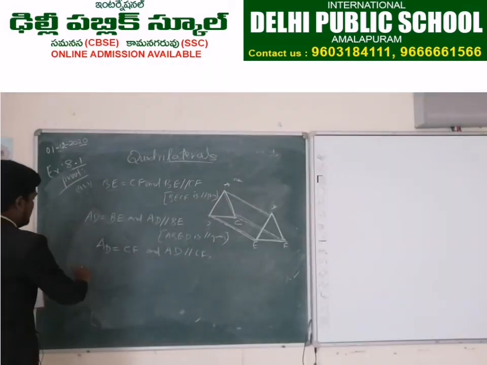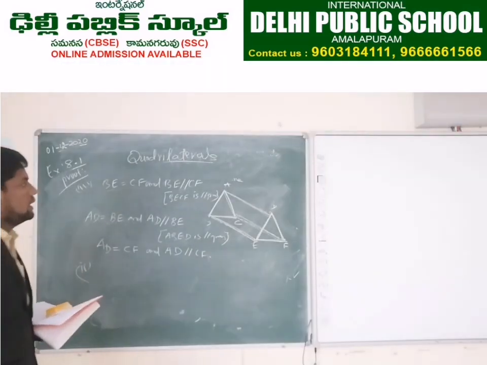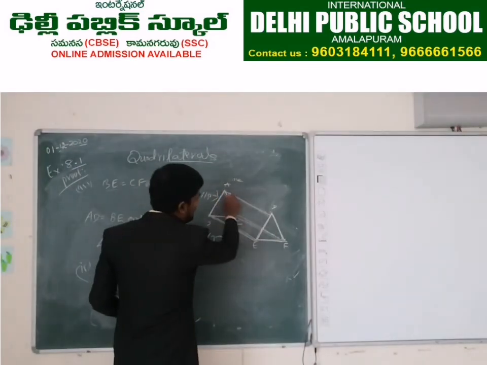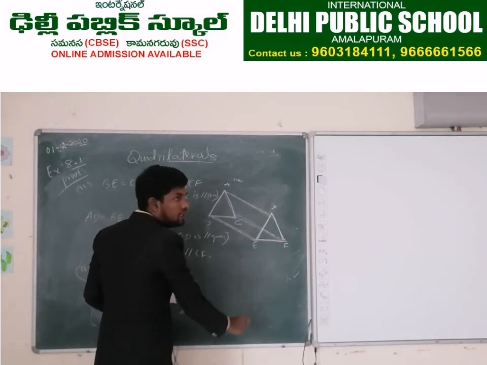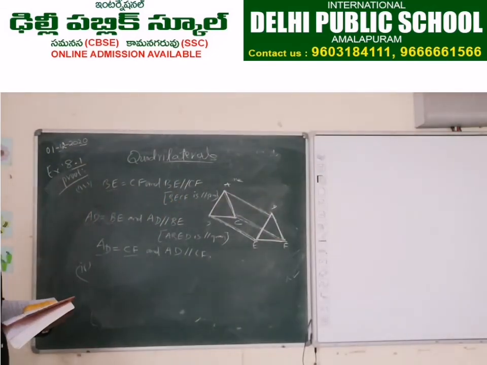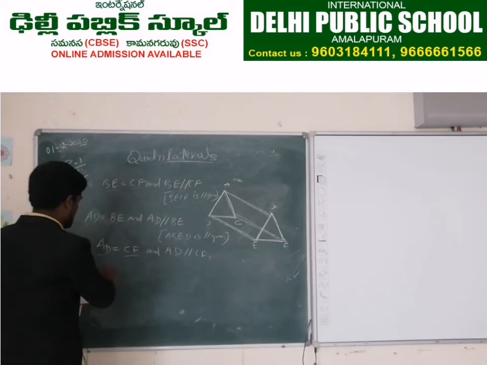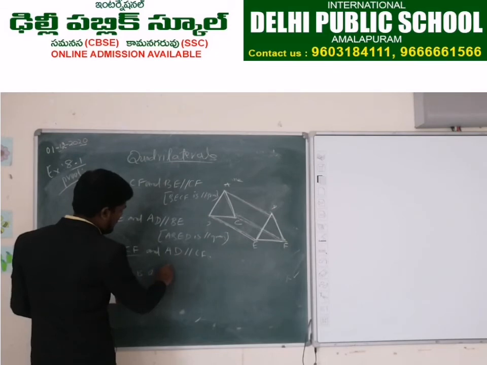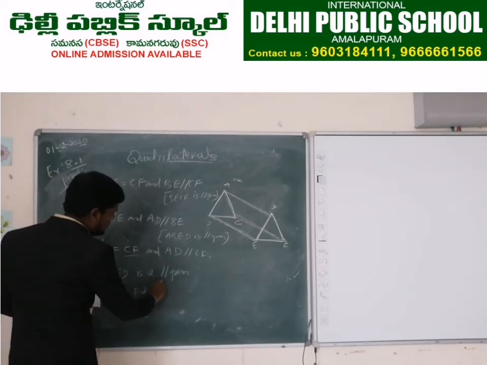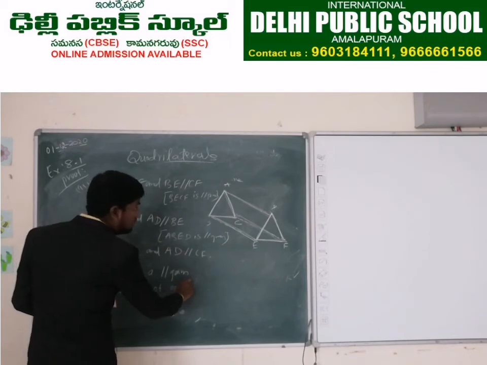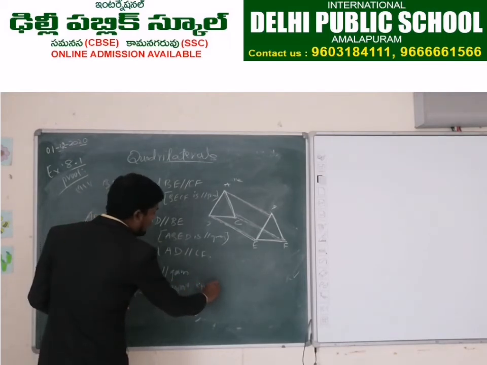So what is the next condition? That ACFD is a parallelogram. Already AD is equal to CF and AD is parallel to CF is there, right? So one pair of opposite sides are equal and parallel. So ACFD is a parallelogram. Write down. ACFD is a parallelogram. Here you can write one pair of opposite sides are equal and parallel.